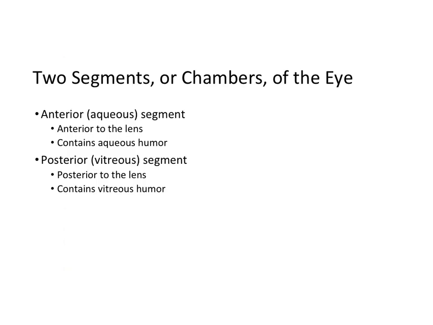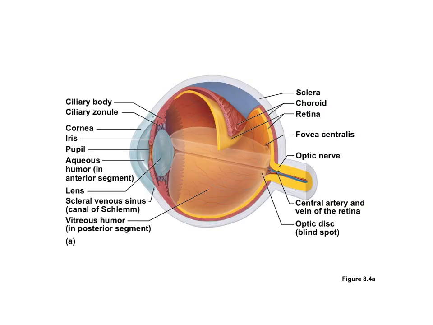Your eye has two different segments or chambers. There's the anterior or aqueous segment that's anterior to the lens, so that means that it's on the frontmost part of your eye, like when you're looking at an eyeball, and it contains something called the aqueous humor. And then the posterior or vitreous segment is posterior to the lens or behind the lens, and it contains the vitreous humor. So here you can see the anterior segment of the eye is here, and it contains the aqueous humor. And then you can see the posterior part of the eye, and that contains the vitreous humor.